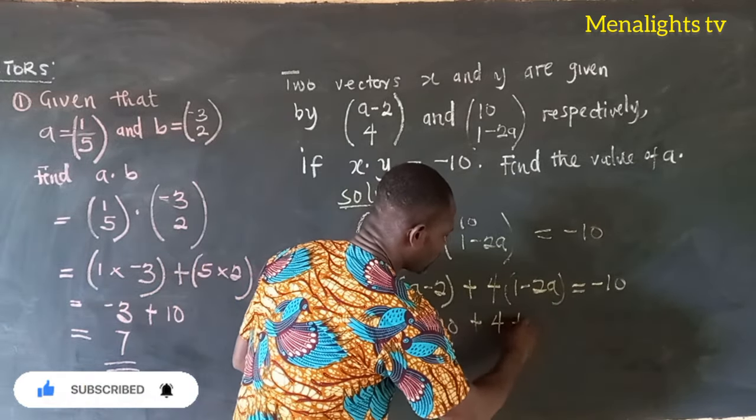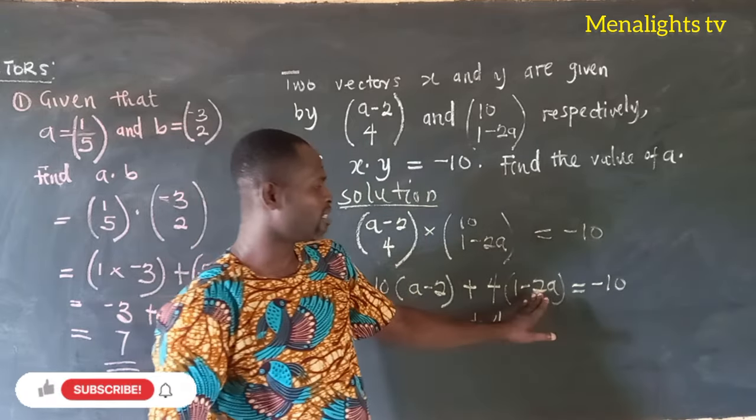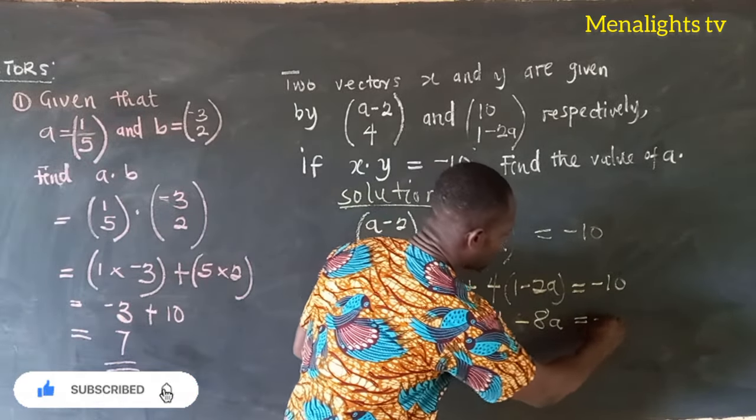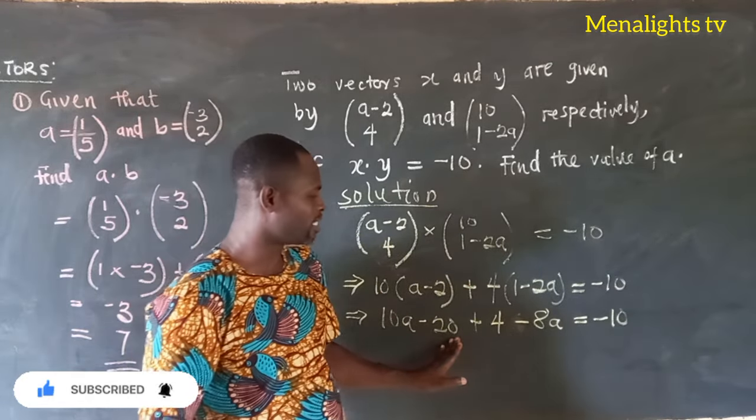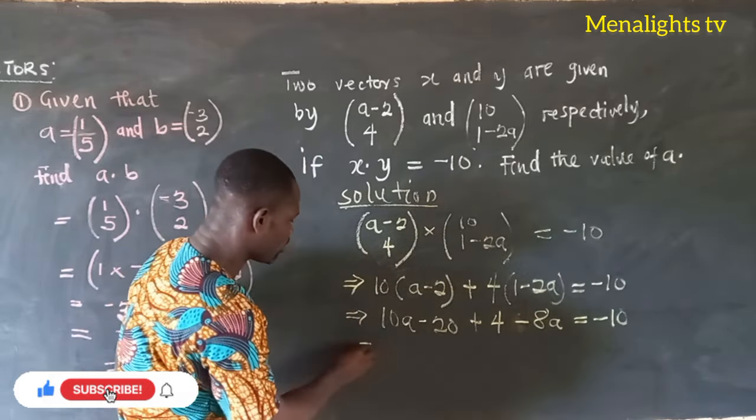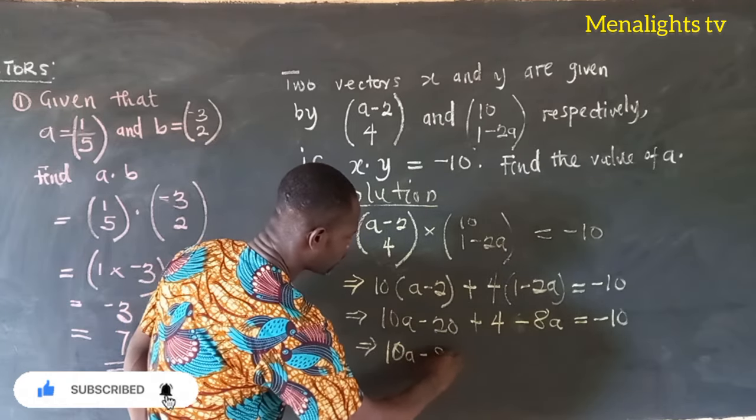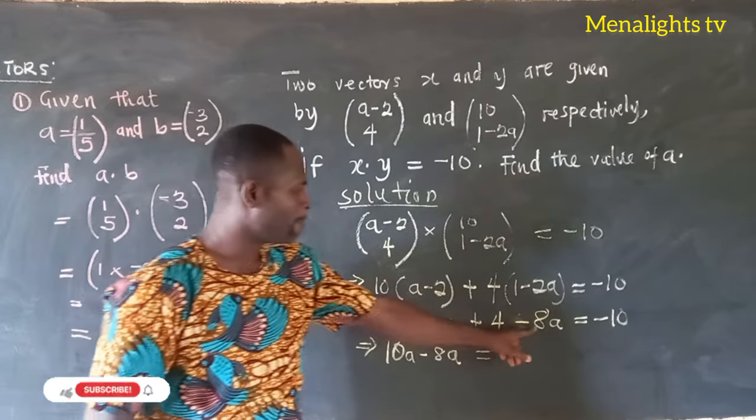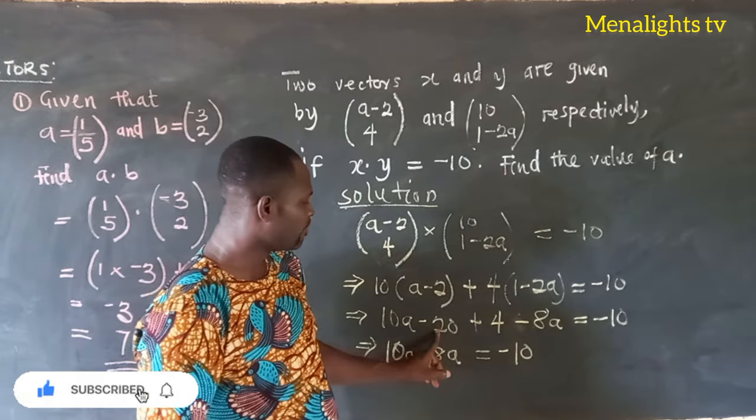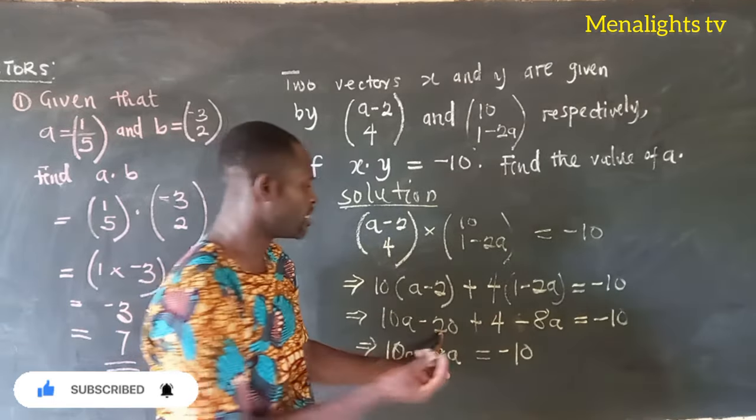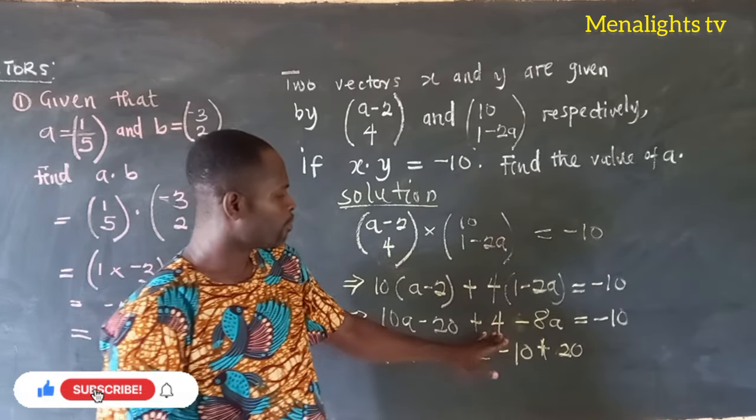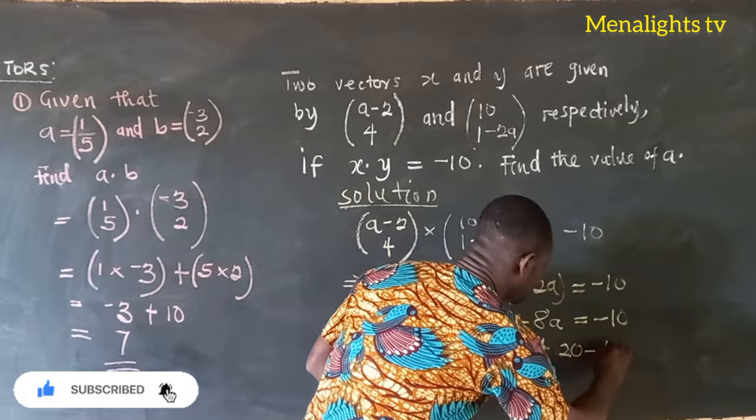Minus, then the 4 multiplies negative 2a. So negative 2a times 4 gives us negative 8, which is equal to negative 10. So we have 10a minus 20 plus 4 minus 8a is equal to negative 10. So here we are going to group the like terms together. So here we have 10a minus 8a, which is equal to the negative 10 there. Then this negative 20 will go there as positive 20. So you have plus 20. Then the 4 here is positive. When it goes there, it becomes minus. So you have minus 4.